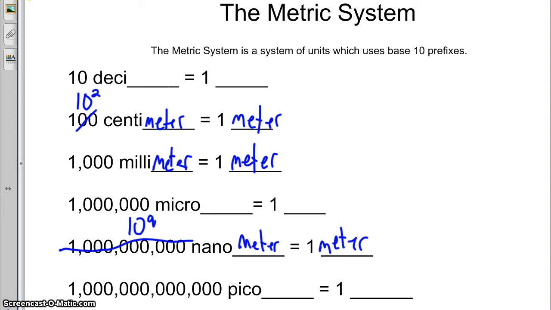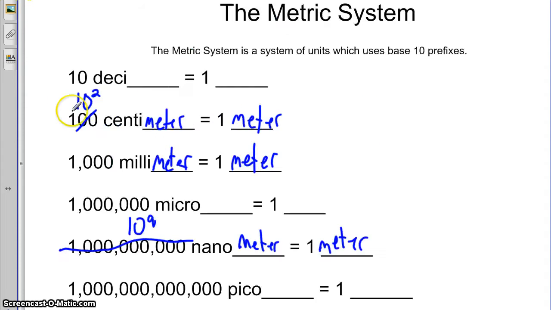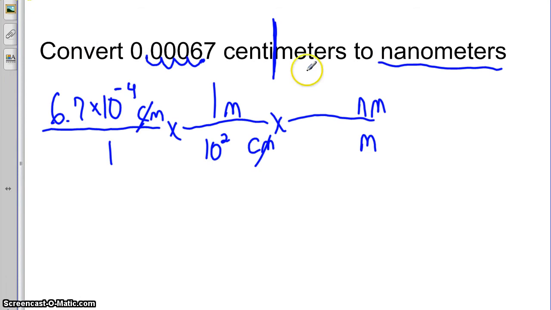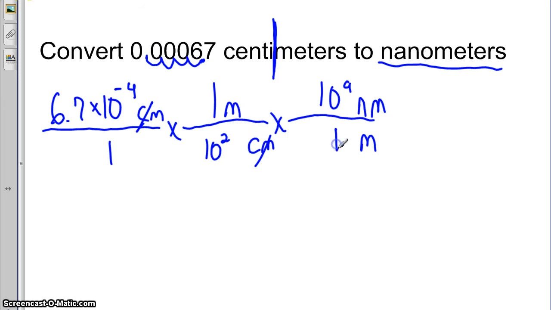Let me go back here. Again, I don't know where the 1's going to go. I just know that when I see nano, I'm going to put whatever's on the left of nano. So see, here's nano, and on the left is 10 to the 9th. Back here, I'm going to put 10 to the 9th next to nano. That other number was the 1, right? You can check it. 10 to the 9th equals 1. That 1 meter will go on the bottom. Now the meters will cancel, and I'm only going to be left with nanometers, which is exactly what I want.